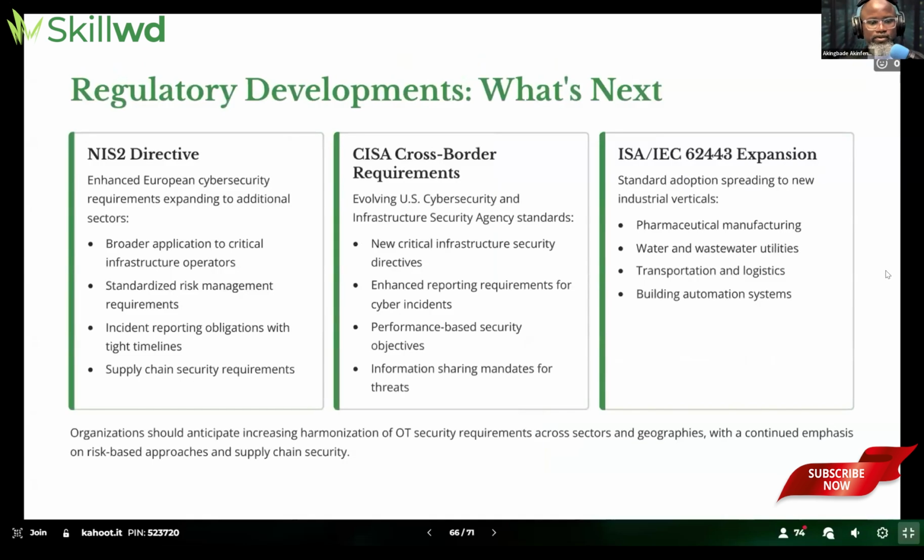Some regulatory developments in general: we have the NIS2 directive, European, we have the Cybersecurity and Infrastructure Security Agency, CISA, and we have IEC 62443 here. CISA is the big one out there for those of us in OT. We follow up with them a lot.